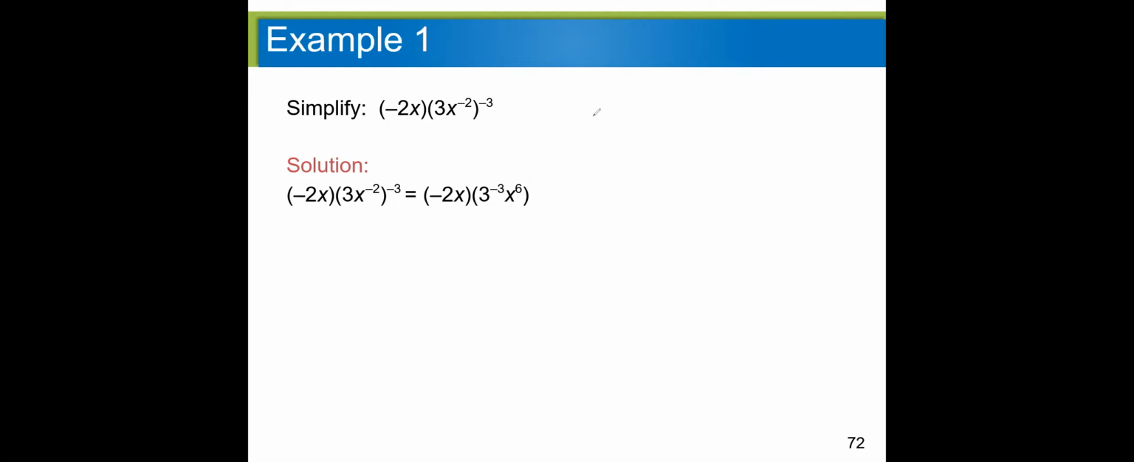So I have the quantity minus 2x multiplied by the quantity 3 times x to the -2nd. That second quantity is raised to the -3rd power. Oh boy, a lot going on here, right? So we need to solve this to the best of our abilities.